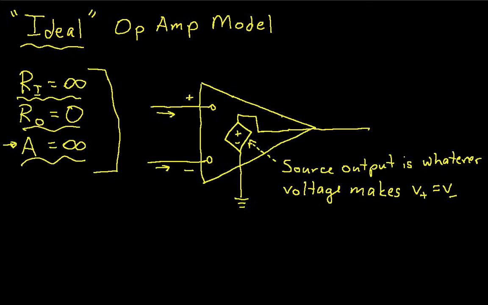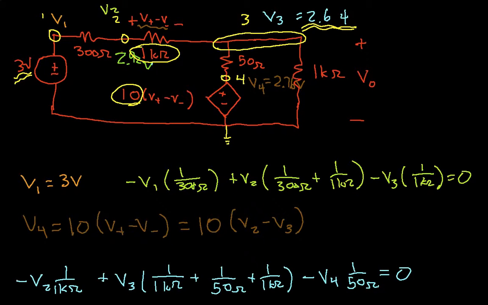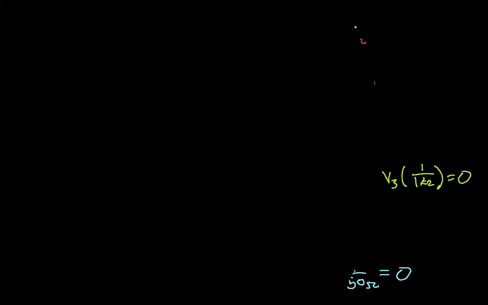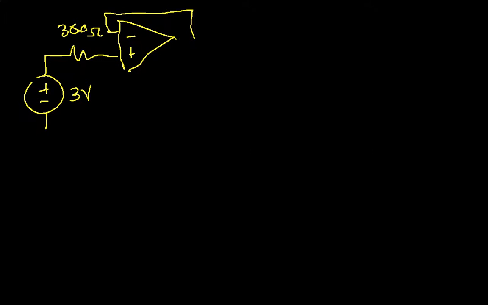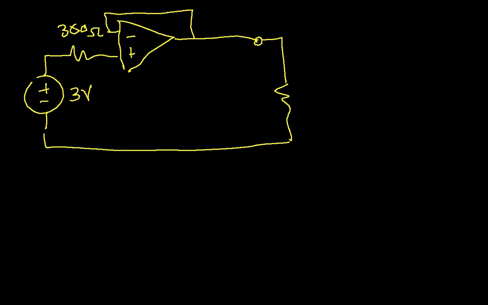Okay, so if we go back, whoops, we seem to have destroyed our voltage follower circuit. So what we'll do is clean this up and redraw our voltage follower. We had 3 volts and 300 ohms. This goes into the non-inverting input. The inverting input is connected to the output, and this is connected to, if I remember correctly, a 1K ohm load, and we want to find this output voltage.